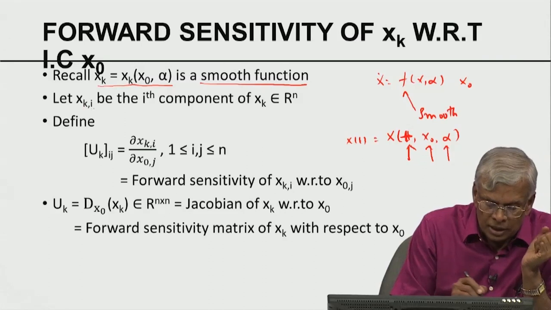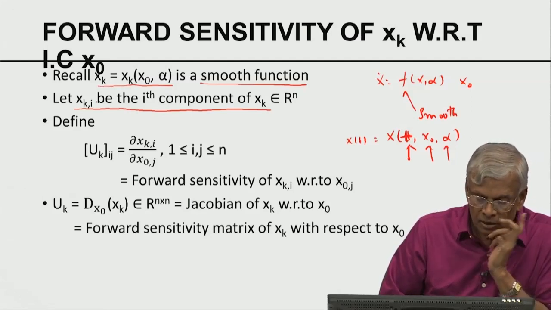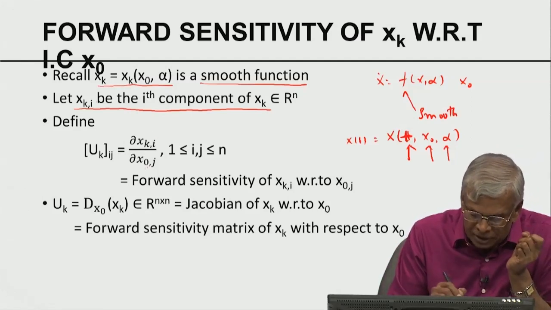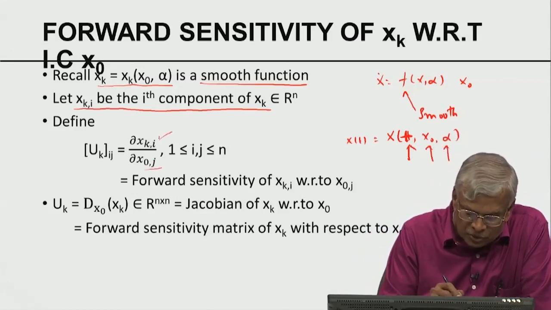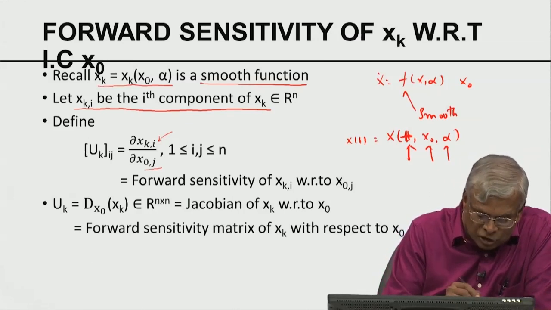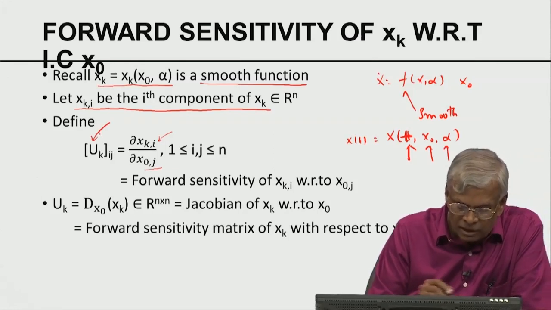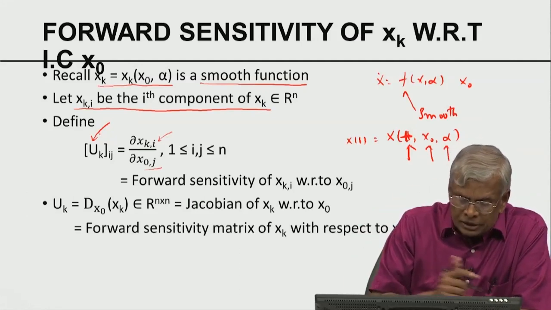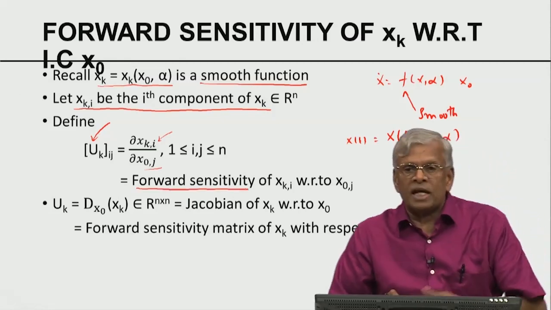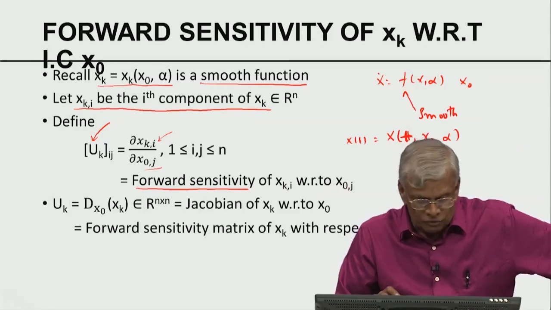Now, let us denote the ith component of xk as xk comma i. I am now going to compute the first order derivative of xk i with respect to x naught j. This is the jth component of the initial condition, and this is the ith component of the solution at time k. I am going to denote this as ukij. Uk is a matrix; i refers to the component at time k, j refers to the component at time 0. This derivative is called the forward sensitivity of xk of i with respect to x 0 of j.